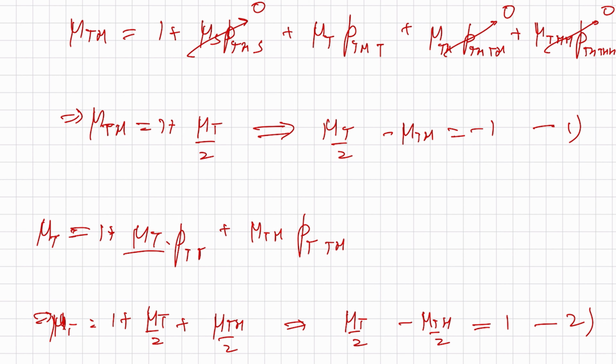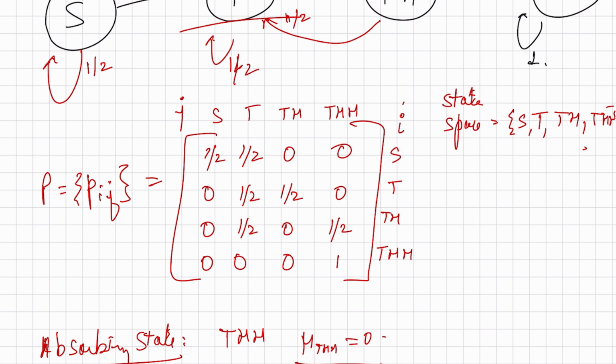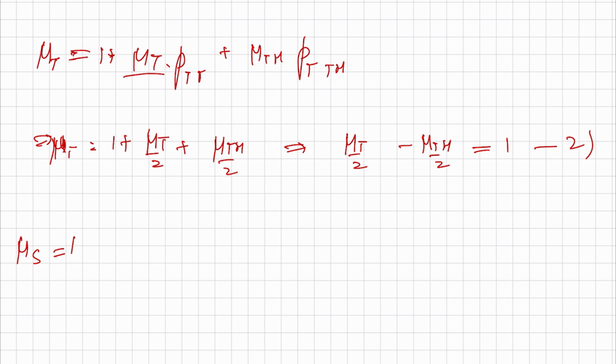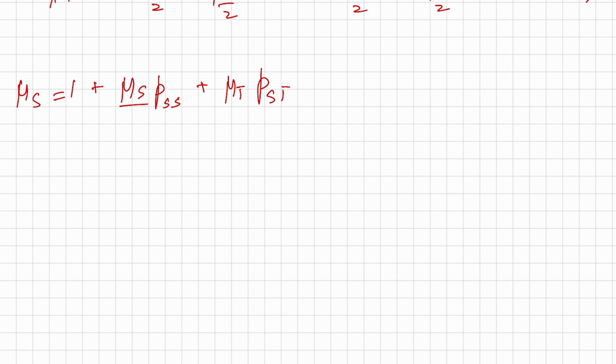Third one is mu S. For mu S, you can either stay here in S, or you can also go to T from state S. So I'm just going to use that. So mu S is 1 plus mu S times the probability of staying in the state, plus mu T times the probability of going from S to T. Okay, so this becomes mu S is equal to 1 plus mu S by 2 plus mu T by 2. This is mu S by 2 minus mu T by 2 is equal to 1.